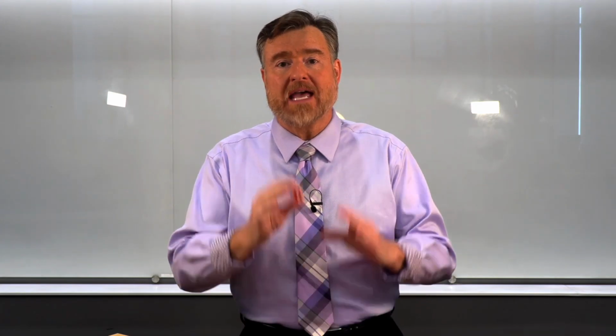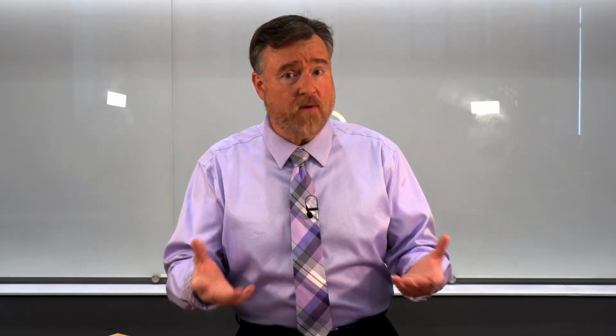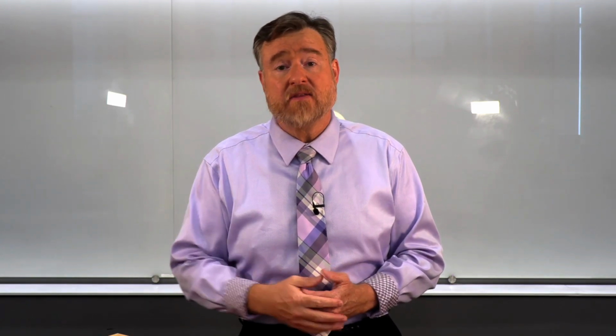This is what is called a uniform probability distribution. In a uniform distribution, the variable has a constant or equal probability for every outcome. It's also called a rectangular distribution. And here is the formula that we would use for calculating this uniform probability distribution.